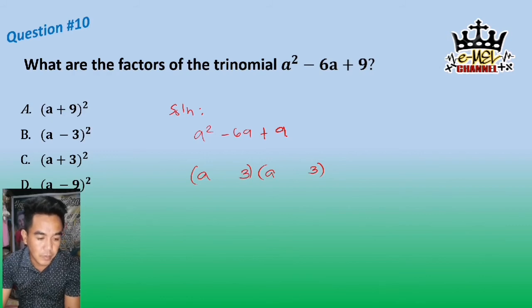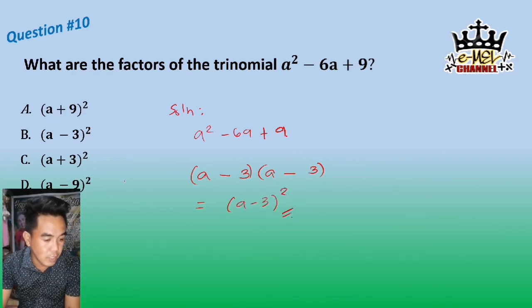Now, this is positive and the middle term is negative. Therefore, we're going to take the negative since negative times negative is positive. Let us try to check. Negative 3 plus negative 3 is negative 6. Therefore, our answer is a minus 3 times a minus 3, also expressed as a minus 3 squared. Therefore, our answer here is letter B.